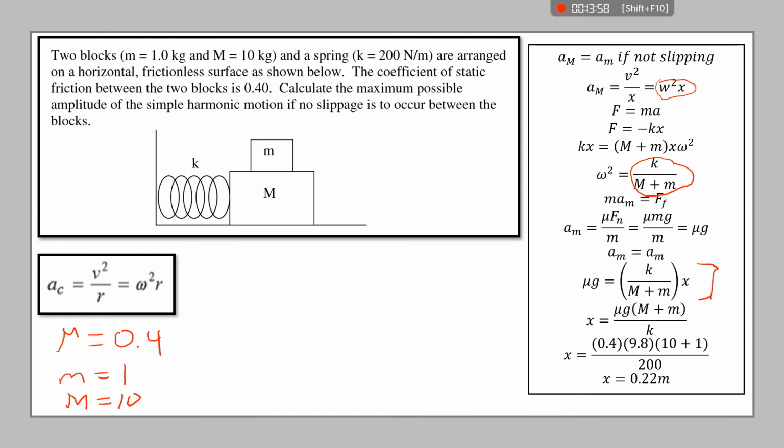Okay, I'm going to check this last step, so that was the part that kind of got me confused. This is my acceleration that we found was mu g. My acceleration for the larger mass is the same as my smaller mass, which was omega squared x. Omega squared was k over m plus m, so I can substitute. This is omega squared x, and I've got acceleration equals acceleration. At that point, we just solve for x and plug in.